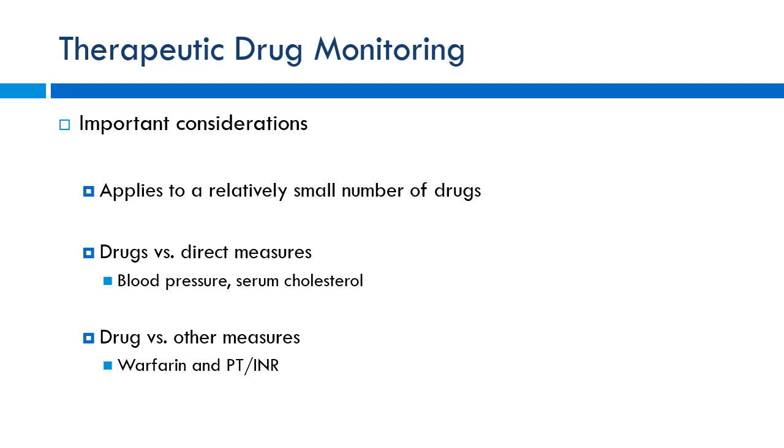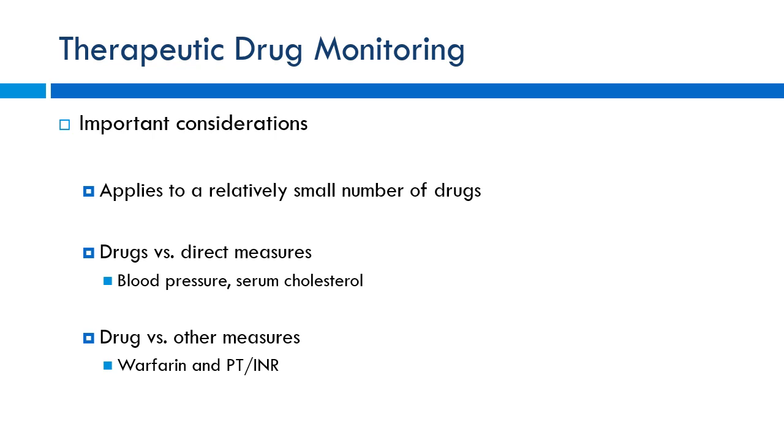But anyway, so some things to consider. This only applies to a relatively small number of drugs. Many drugs you don't need to do drug levels for because I can actually monitor the efficacy based on other markers. So for instance, if I'm giving you a drug to lower your blood pressure, do I need to measure the levels of the drug in your blood? What can I measure instead? I just measure your blood pressure, right? If your blood pressure is going down, that means the drug's working. If it goes down too low and you're hypotensive, the drug's working too well, right? So then I can alter my dose based on that, right?